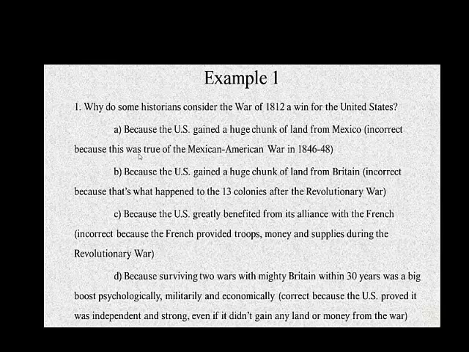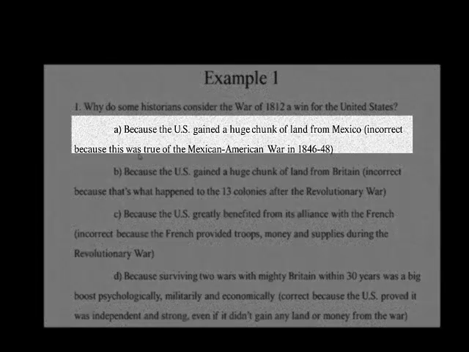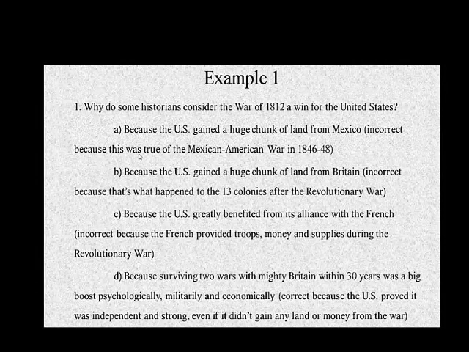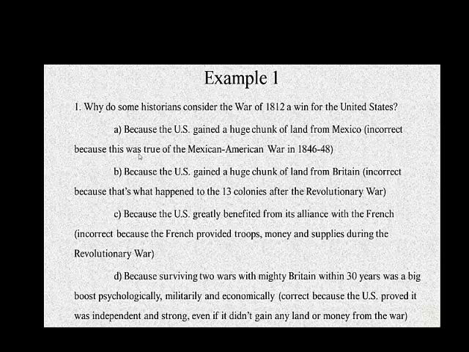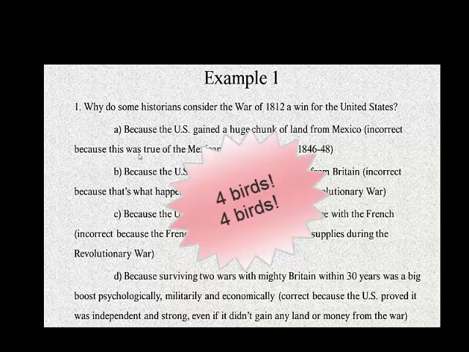So if we look at A, because the U.S. gained a huge chunk of land from Mexico, well, that did happen, just in a different war. And so with each of these choices, you're going to see that the student has demonstrated knowledge. It's a little bit inaccurate for this topic on purpose, but that's the whole point, is that they're given 4 chances to show their knowledge, not only about the War of 1812, but about slightly different things as well. So how many birds are we killing with this one stone?